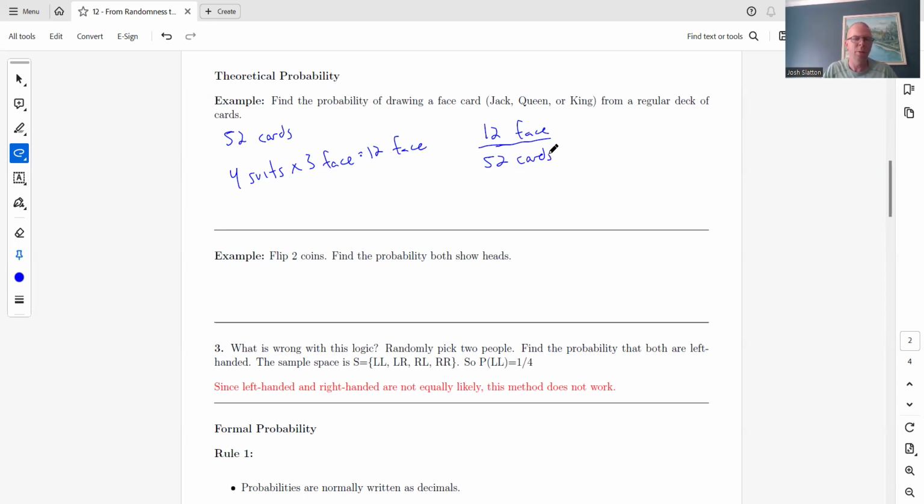Normally we write these as decimals, not fractions, but on the notes, I will leave them as fractions if it's easier. I'm not going to convert to decimals because you know how to do that.